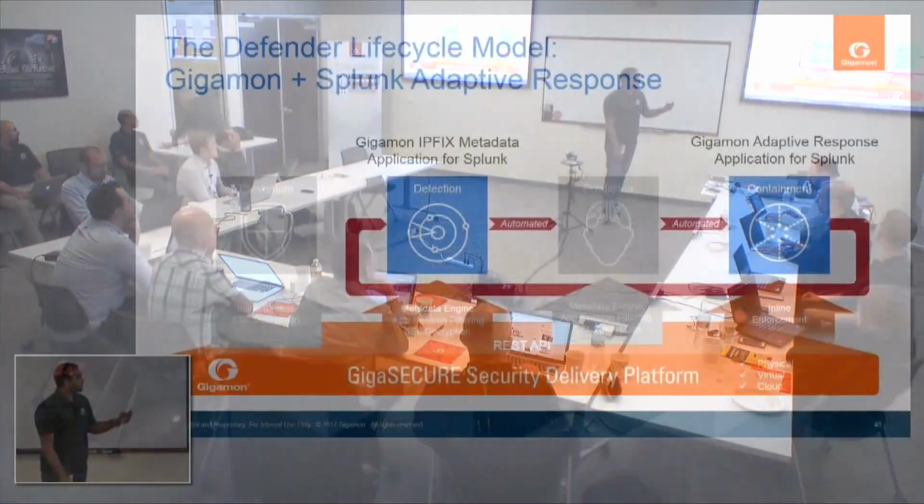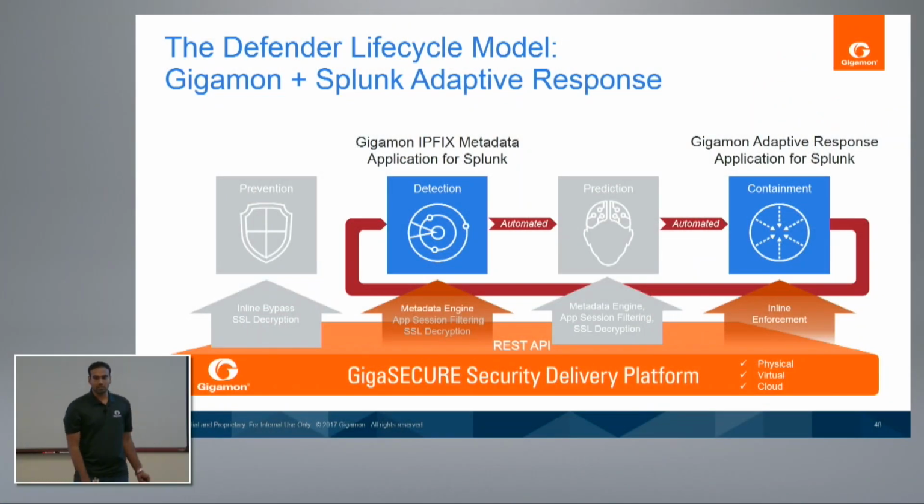Now, we're going to move to the next step, which is containment. Containment today, if you see, is manual in most cases. We are going to see how we could automate it using Gigamon's adaptive response application for Splunk.